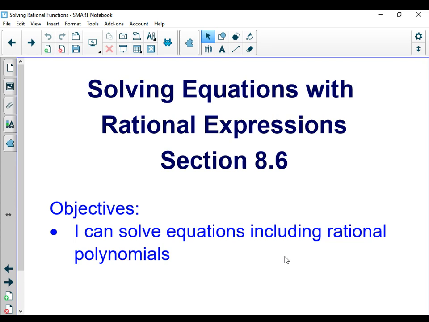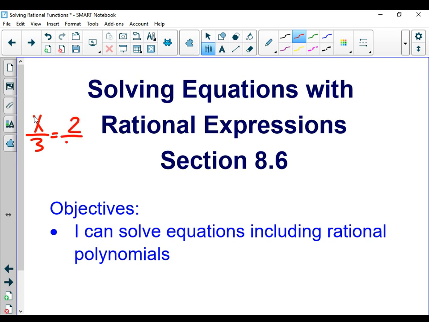All right, so with solving, we're going to do the same thing where we make sure our denominators match, but once they match, we don't need them anymore, okay? Because if I asked you the question, what does x equal? 2. Y'all just solved the rational equation, okay?